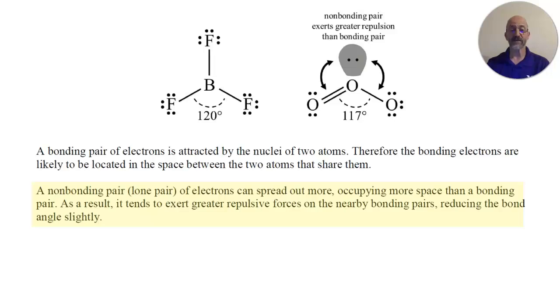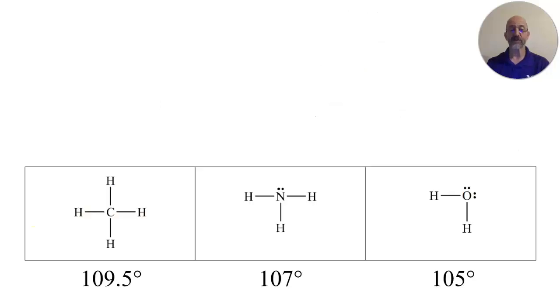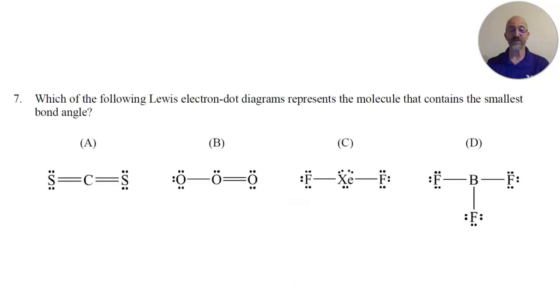We can also see this with a central atom that has 4 electron domains. The ideal bond angle for CH4 is 109.5. For NH3, with 3 bonding domains and 1 non-bonding domain, it's slightly less than 109.5, so it's 107 degrees. And then with water, with 2 bonding domains and 2 non-bonding domains, it's slightly less. It's around 105 degrees. So back to question 7.